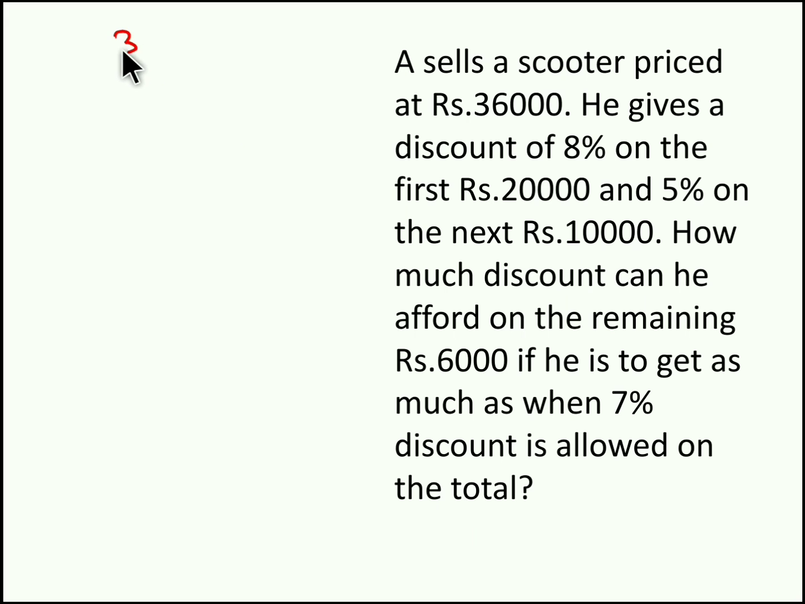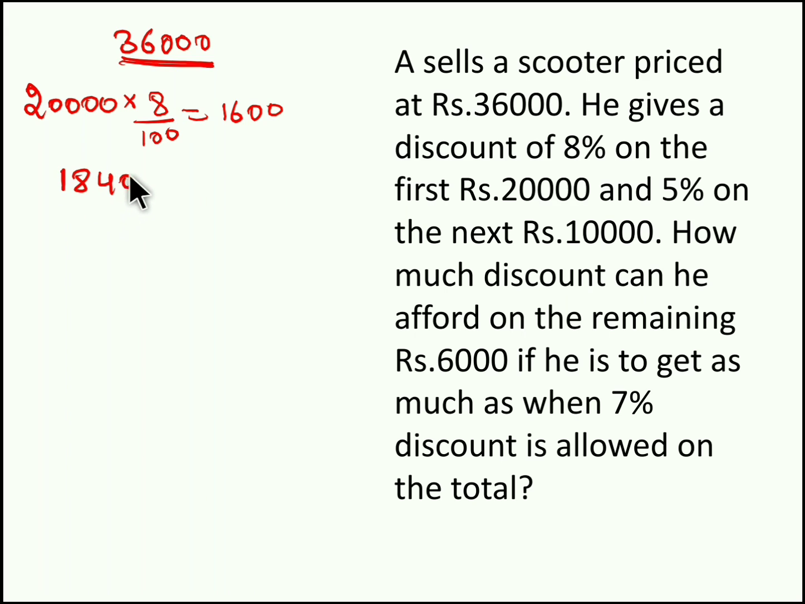So A sells the scooter for 36,000. Now he is dividing this 36,000 into 3 parts. The first part is 20,000. From this 20,000 he is giving a discount of 8%. So 8% of 20,000 is nothing but 1,600 rupees. So from this 20,000 he is giving 1,600 rupees discount, so he is getting only 18,400 rupees.